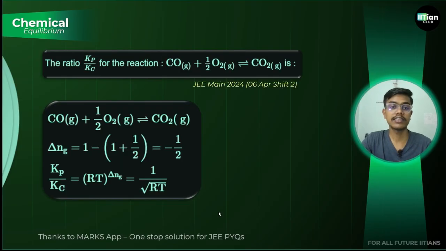In this question, you can see there is CO plus half O2 in equilibrium with CO2, and delta Ng is given as 1 minus (1 plus half). 1 plus half corresponds to the reactants and 1 corresponds to the products. This is an easy question, and it tests the relationship between Kp and Kc.